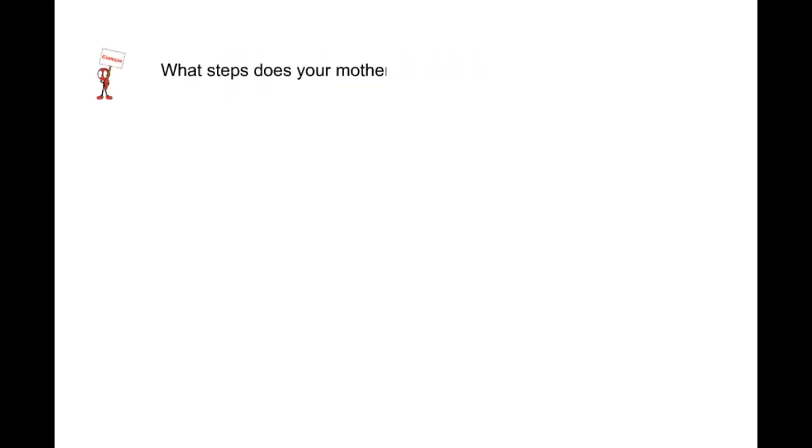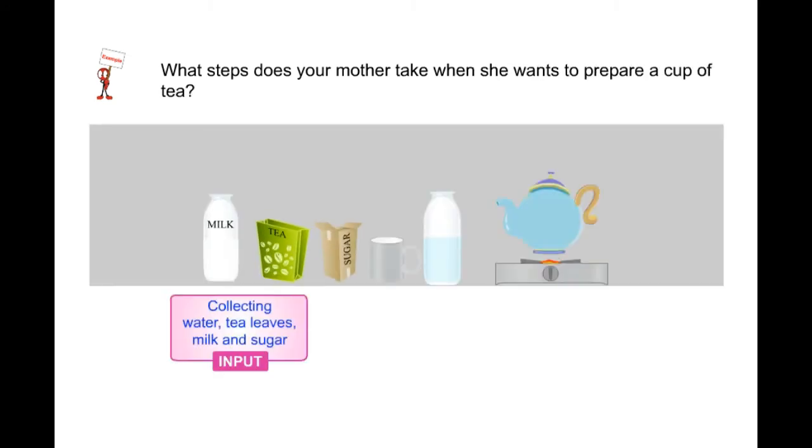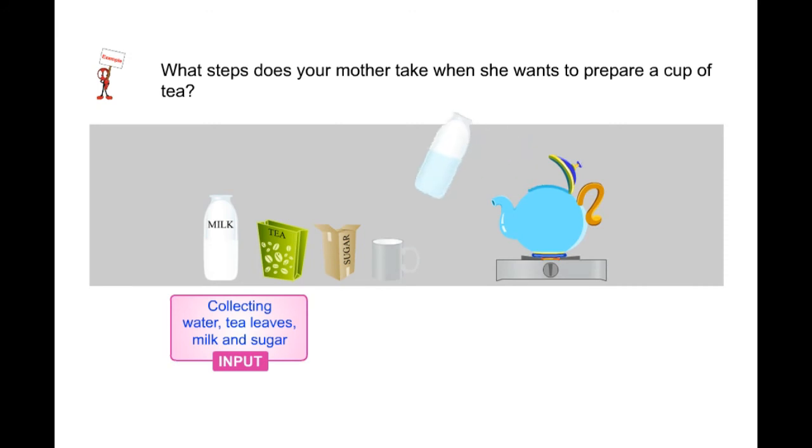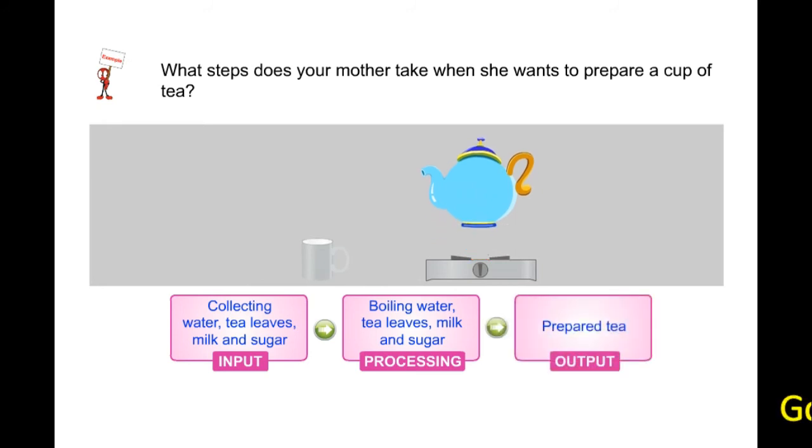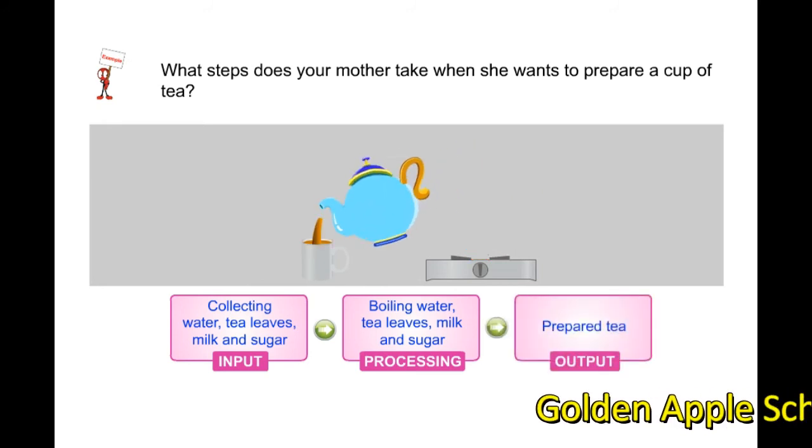What steps does your mother take when she wants to prepare a cup of tea? She collects water, tea leaves, milk and sugar, which are the inputs. Then she boils water, tea leaves, milk and sugar, which is processing. And the output will be prepared tea.